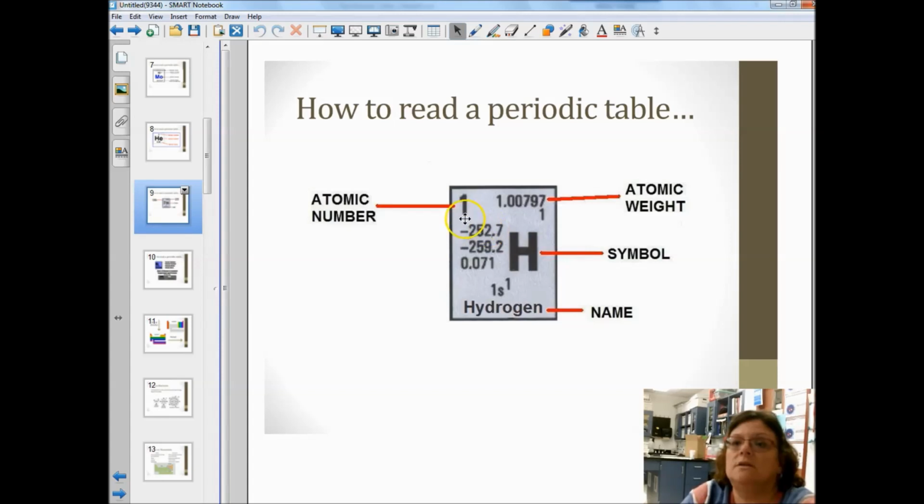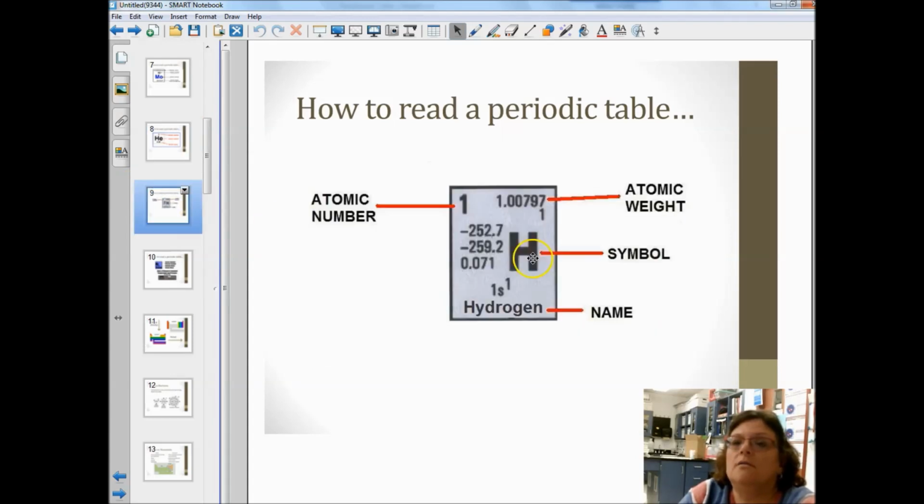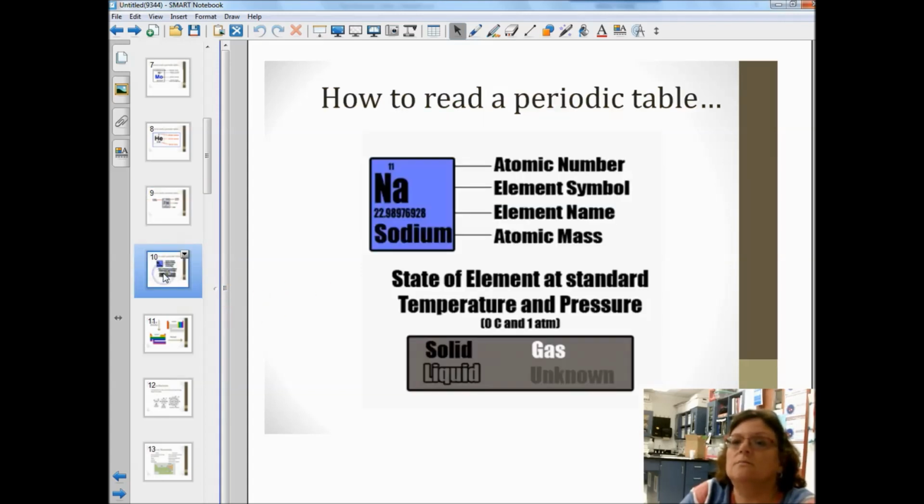Here is a different periodic table, which just has the symbol, mass, and atomic number on it. This one has an atomic mass up here. You've got some measurements there, the symbol, and some information that goes with electrons. This periodic table gives you information about the type of phase or state that the element is in at room temperature or standard temperature.